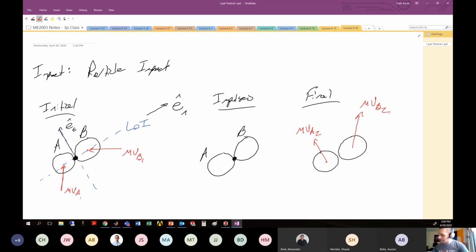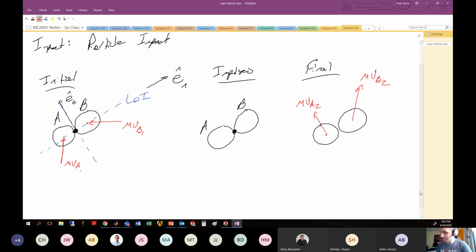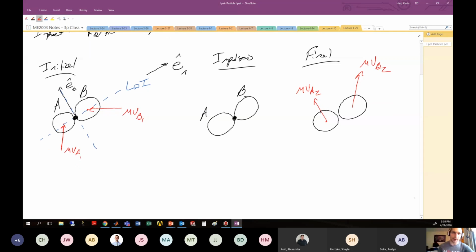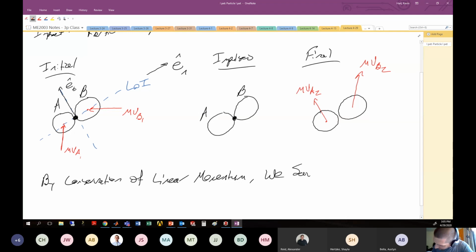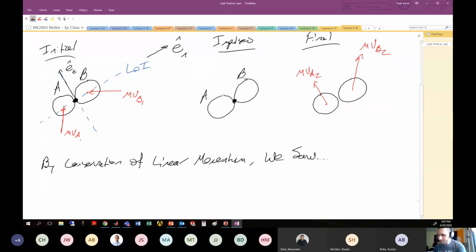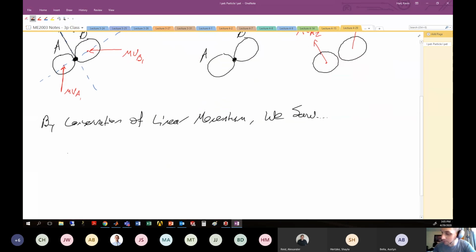All right, so we talked about this general situation, and this looks a lot like an impulse momentum diagram. We used this impulse momentum diagram to look at conservation of momentum in the e hat t and e hat n directions. When we did that, we came up with 4 different equations. All right, so by conservation of linear momentum, we saw mathematically these 4 equations, which end up being important for us.